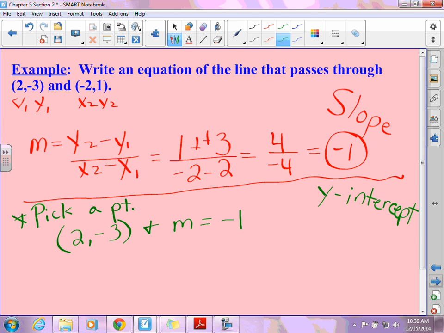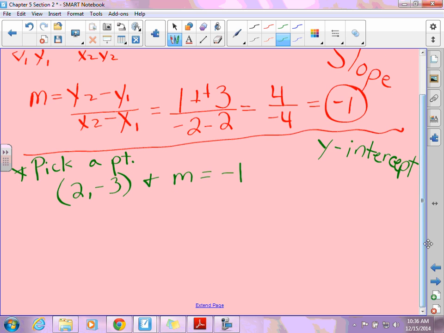But it's really important to show your work, because even though you were human and you made a mistake, the process is there, and that's the most important part. Okay? So what I'm going to do is take that and plug it into y equals mx plus b.